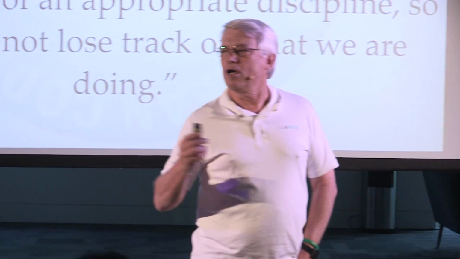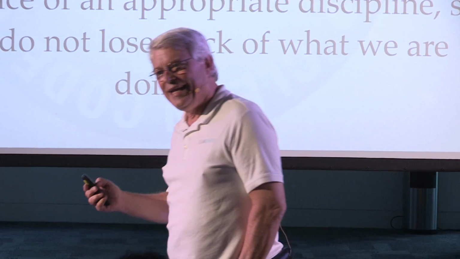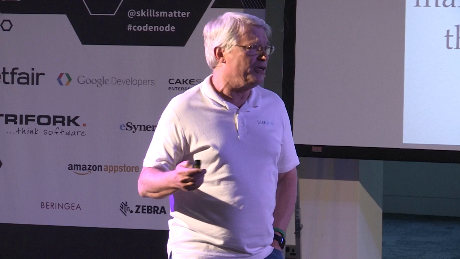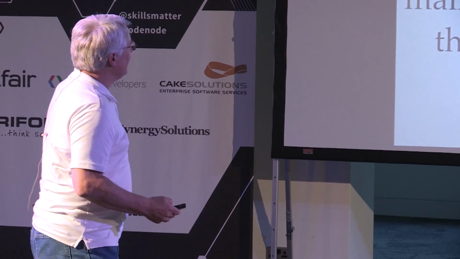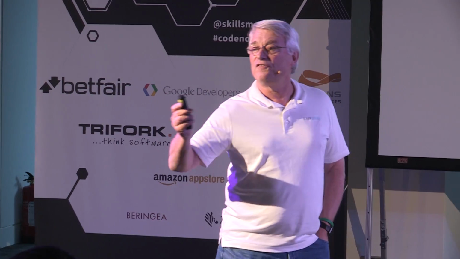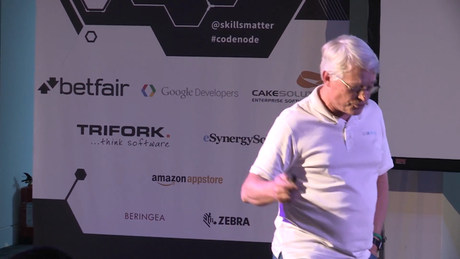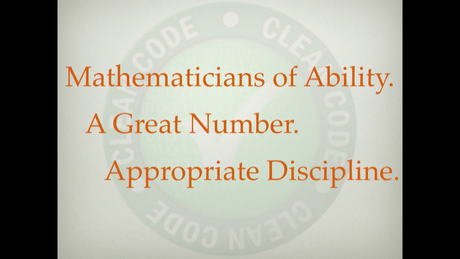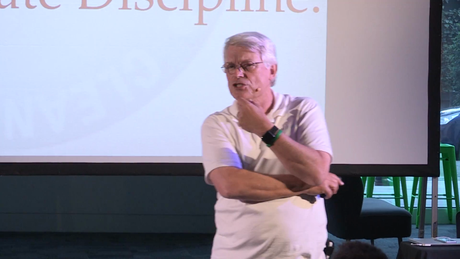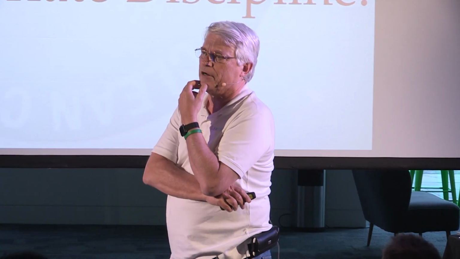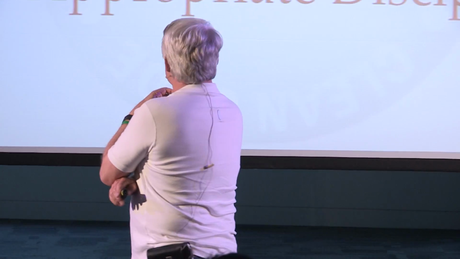What a remarkable couple of things for him to have said in 1945 after just writing a few thousand lines of code in base 32. He understood the problem that we were all going to face for the next 60 years. Mathematicians of ability. Do you consider yourself a mathematician of ability? That's what Turing felt was necessary. A great number of us. Well, there is a great number of us.